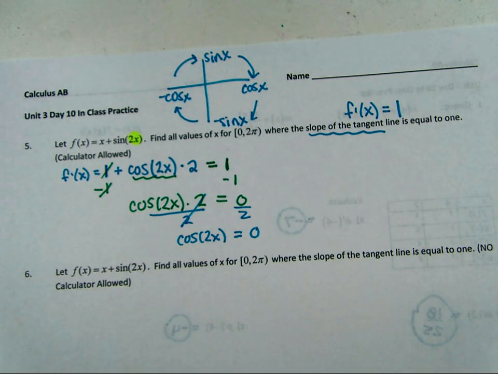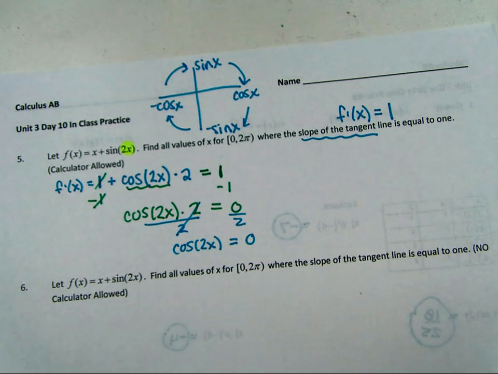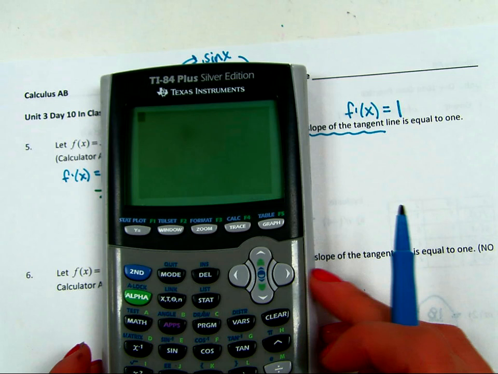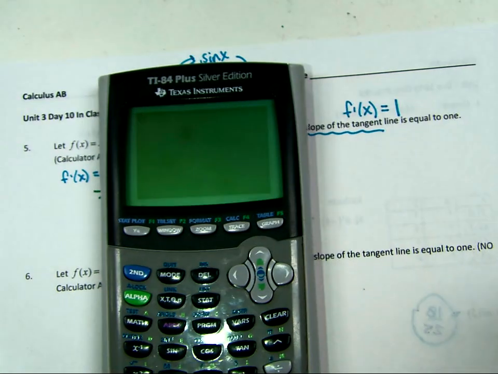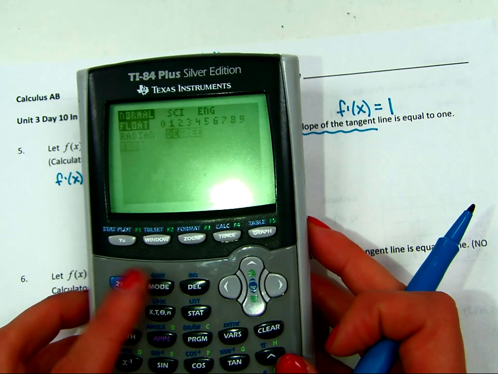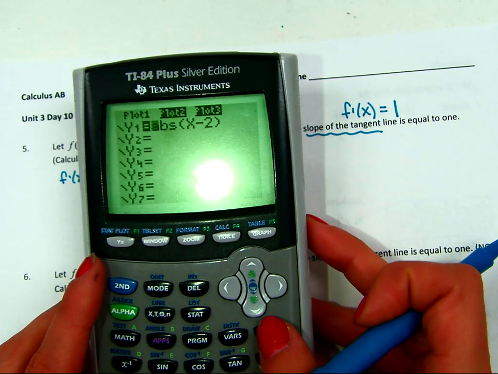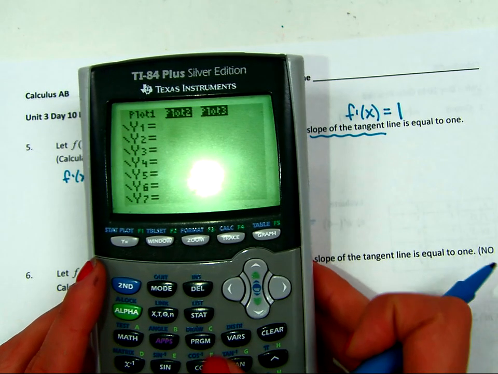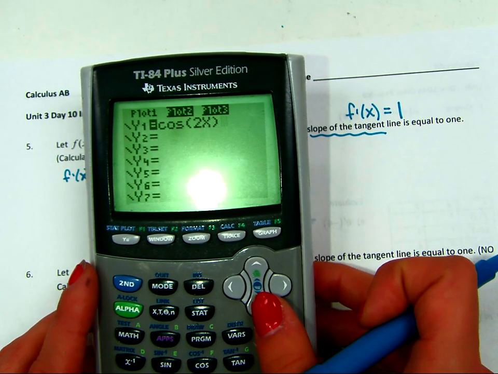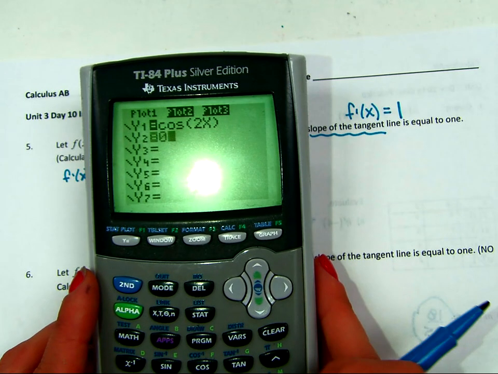So let's talk about how we could do this in our calculator. First of all, we should always be in radians, so let's double check this. If I turn this light on, it'll help you guys be able to see. I need to be in radians. And we're really graphing cosine of 2x, and we want to know when it's equal to 0. So I might just put in 0 as well.